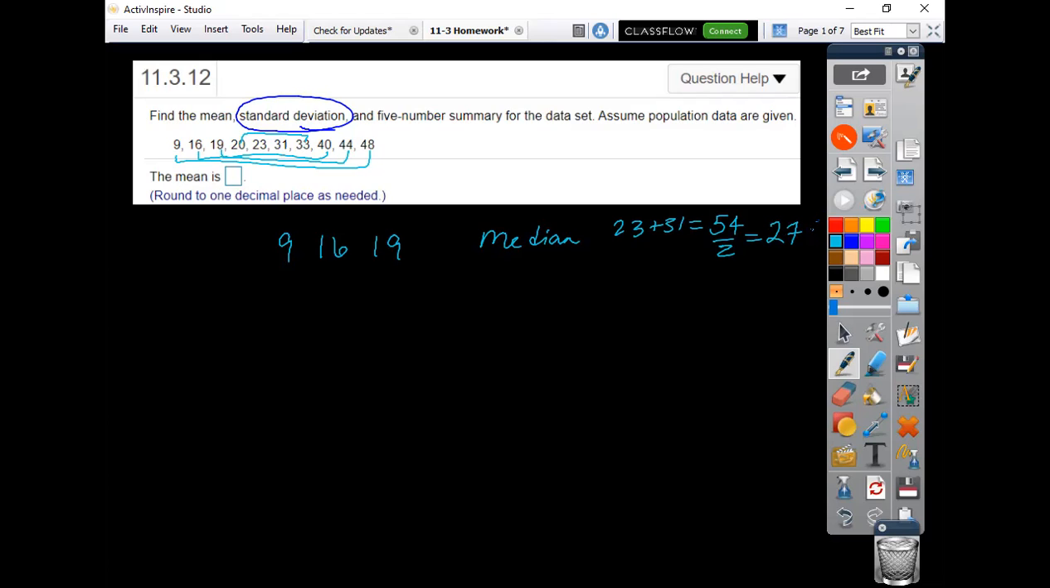Remember then how you get your minimum. This is that box and whisker plot sort of thing. So your median is in the middle wherever this is. So you found that to be 27. You go out here and up there. And so my 9 is my minimum, my 48 is my max.